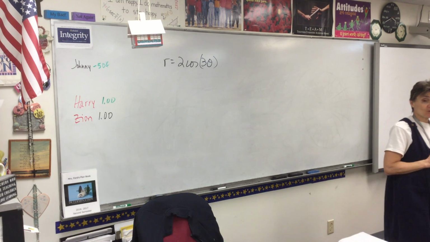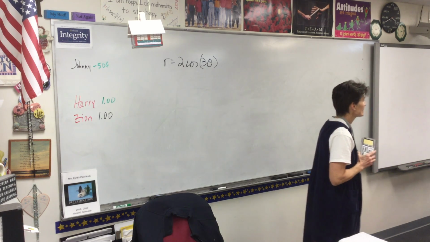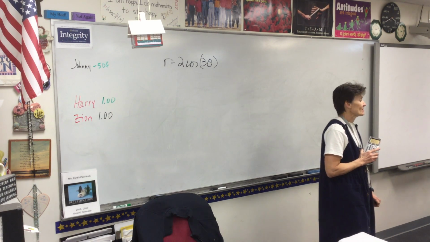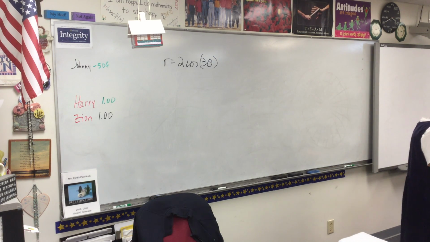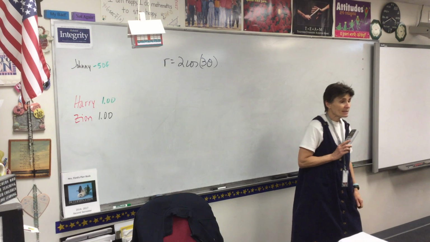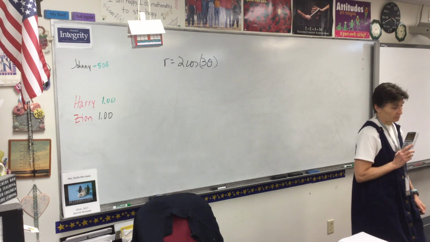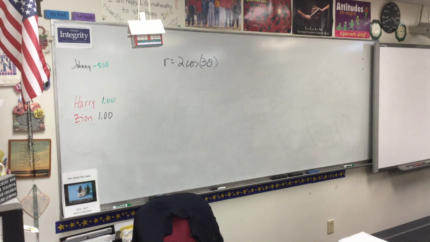Now, make sure also you're in degrees. We can do this in radians, but I want everybody just to be in the same thing, so we're all looking at the same numbers. So everybody in degrees, right? Go to window. Theta min is 0. Theta max is, guess what? 360. Right? We're going to go once around. Theta step is 5.